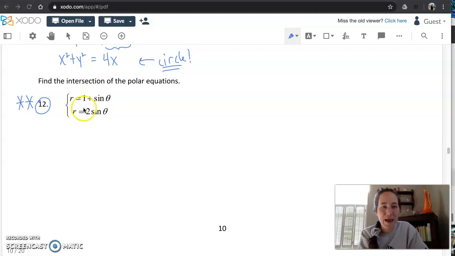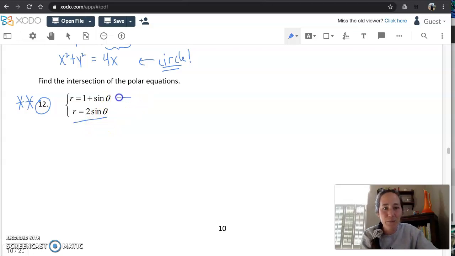So it doesn't look too bad. We have to figure out where these two graphs meet: r equals 1 plus sine of theta and r equals 2 sine of theta. Let me get that right. I want to see if you can predict what these graphs are going to look like. Eventually, we'll go to a calculator, but not quite yet.